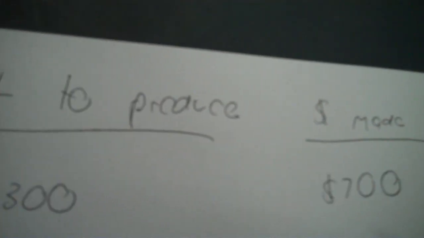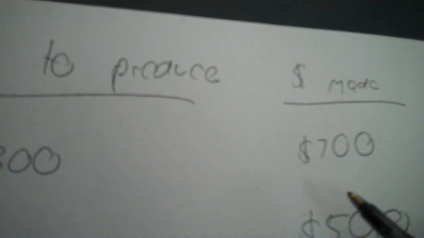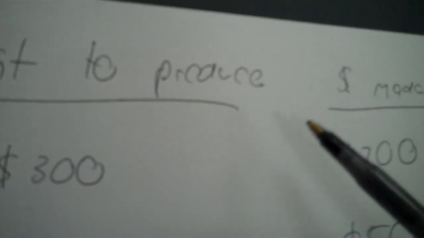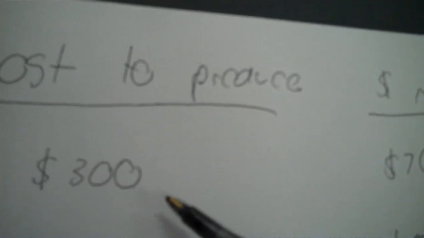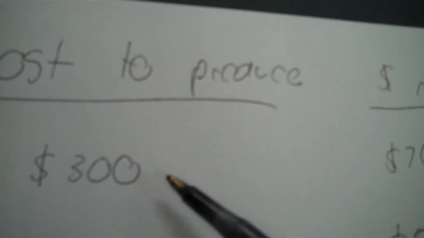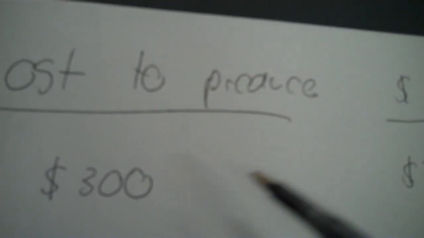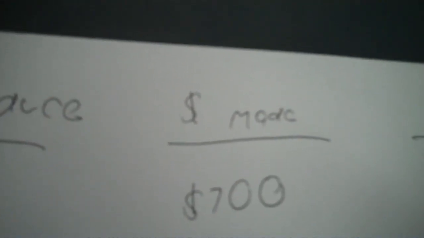Okay, we're going to relate polynomials to profit. The cost to produce items was $300. It doesn't matter what the items are. It cost me $300 to make them. Then when I sell them, I make $700. Now, what's the profit? What's the money I really made?